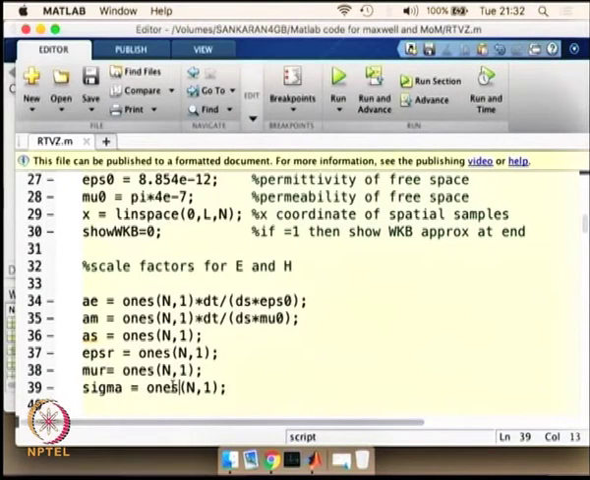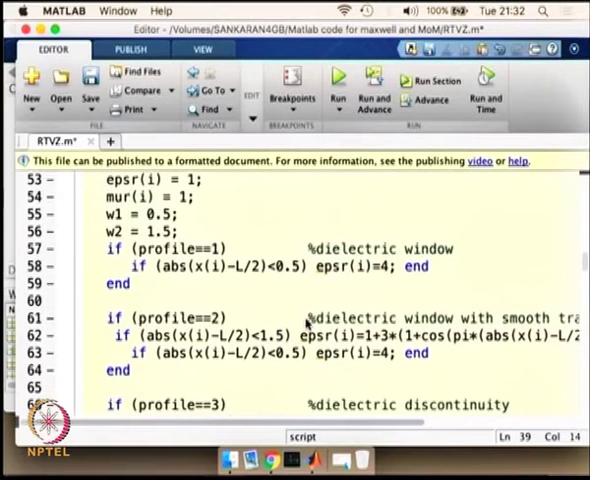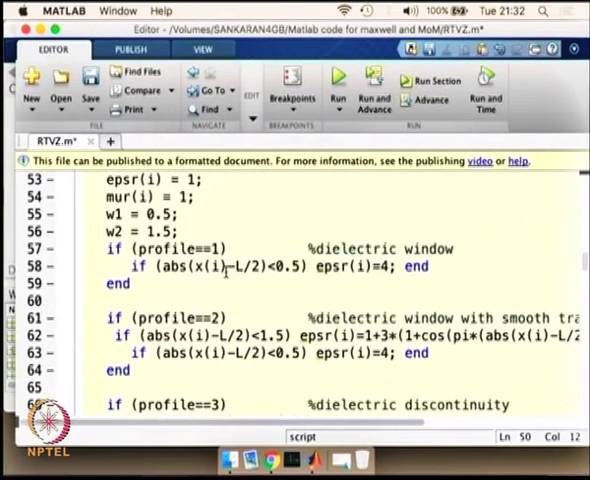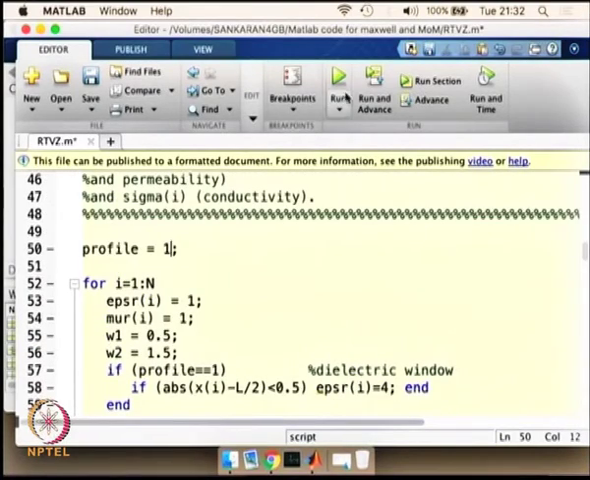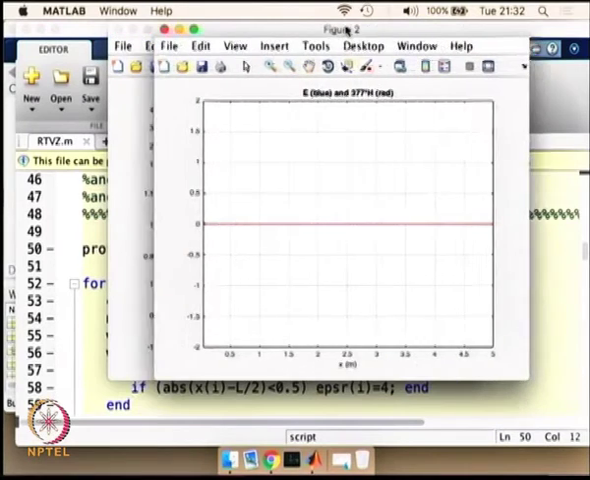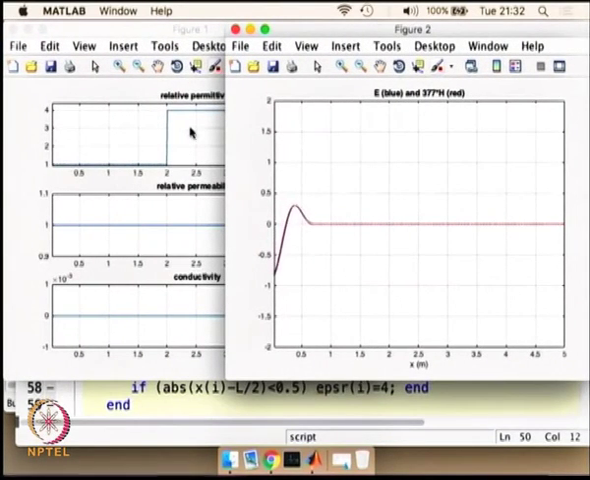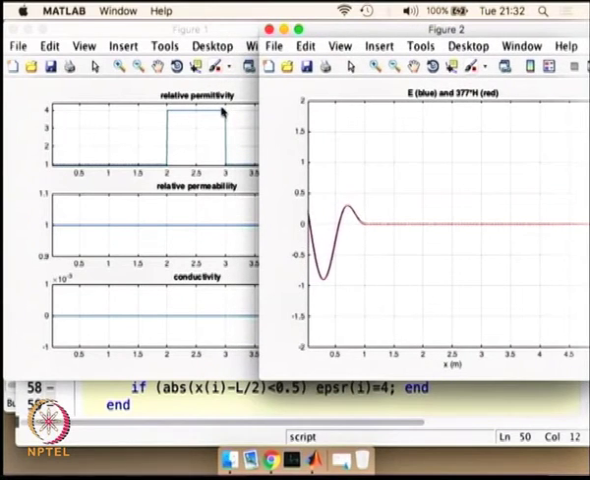So we can now change the value of sigma to be 0 like the way we had. We now change the value of the profile itself. Let us say we are interested in profile that is 1. Let us run the simulation. Now the profile is a step function for relative permittivity and it starts at 2, it is a big discontinuity.